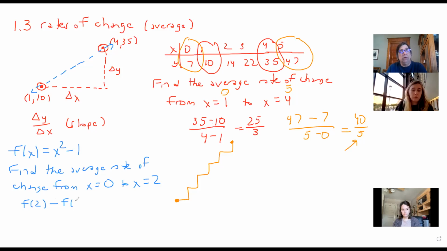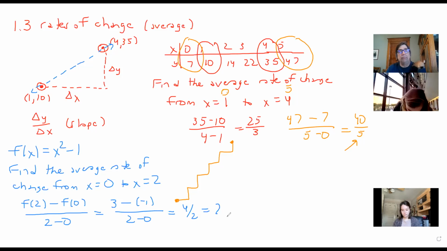F of 0 is your output here. And then you're going from 0 to 2. So these two numbers right here go in the denominator. The only difference here is you don't know what the outputs are until you evaluate the function at those 2 points. So f of 2 is going to be 2 squared minus 1. F of 0 is going to be 0 minus 1. You just calculate that way. So there's your average rate of change.